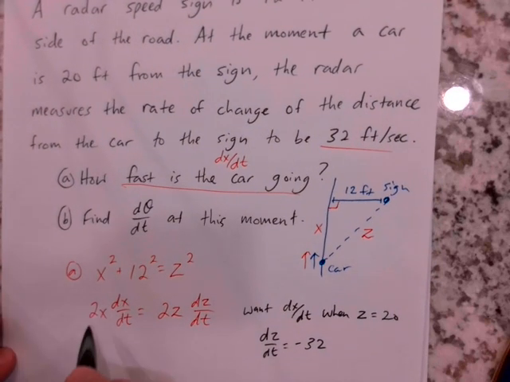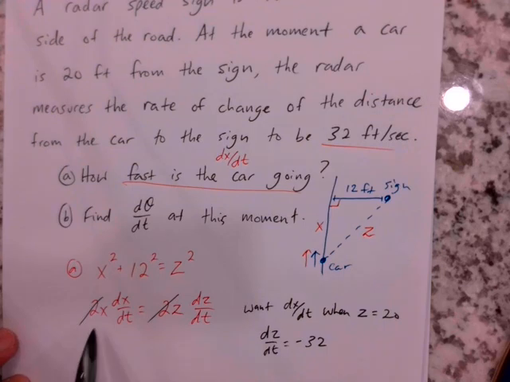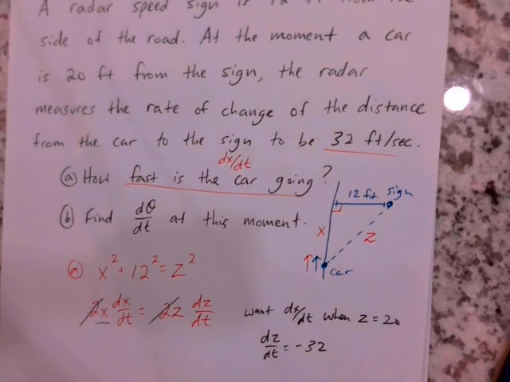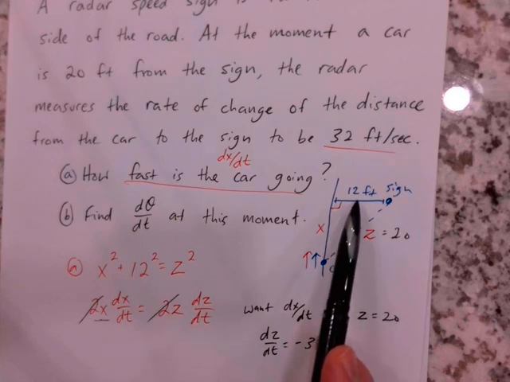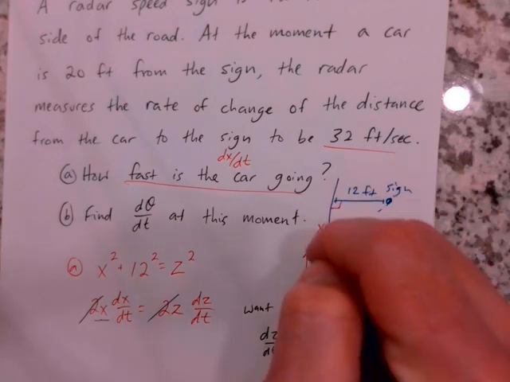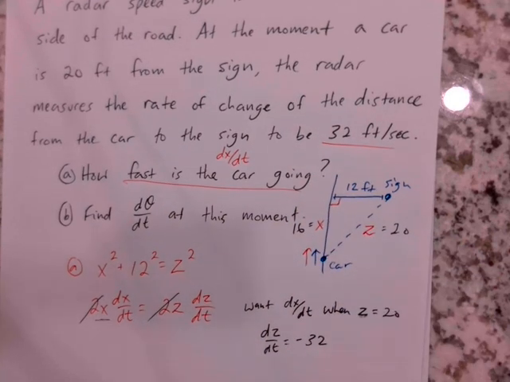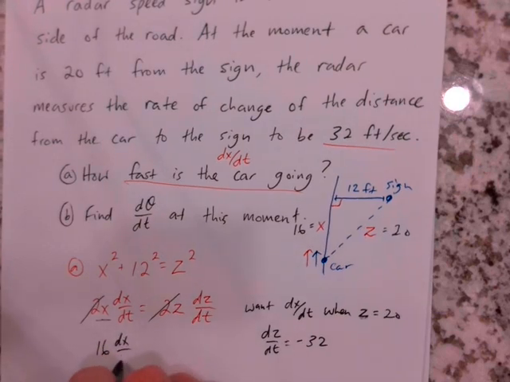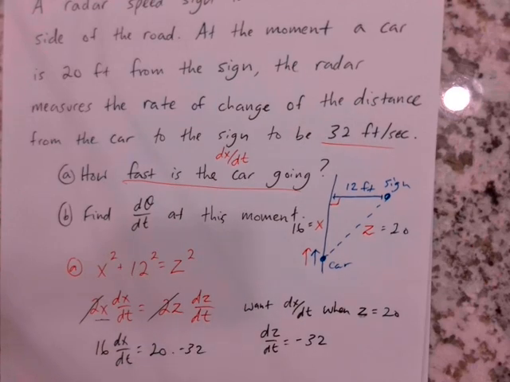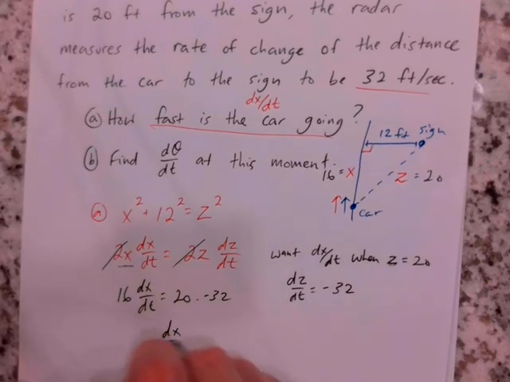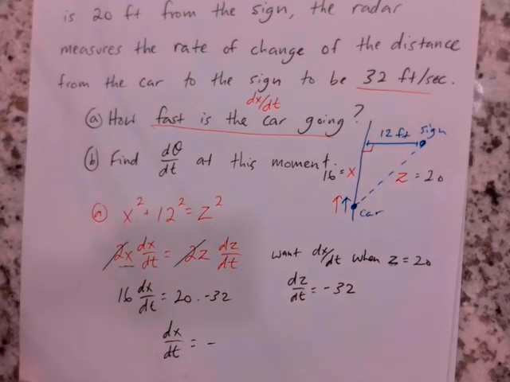We plug all these values in. The 2's cancel out. We don't know what x is yet, but we do because at this moment z is 20. And so we have 12 for one length, 20 for the hypotenuse, gives 16 for the other side, right? It's a 3, 4, 5 triangle times 4. And then we just plug our values in. And simplified dx dt is negative 40 feet per second.